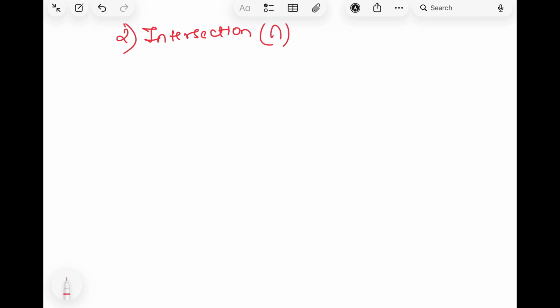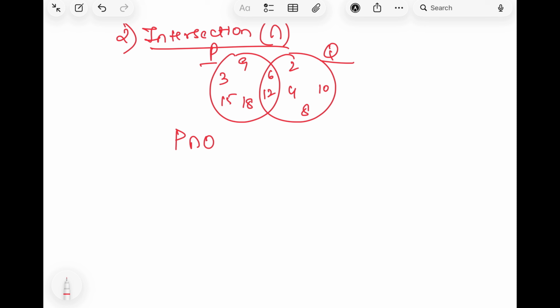Now what is intersection? Again we will take up the same figure which we took there. We had P and Q, right? Here we had 9, 3, 15 and 18. Here we had 6, 12 and here we had 2, 4, 10 and 8. So again P and Q we have two sets. Now instead of union, if they ask you intersection, the word intersection means where they are intersecting, where they are joining. In other words, where are they overlapping?